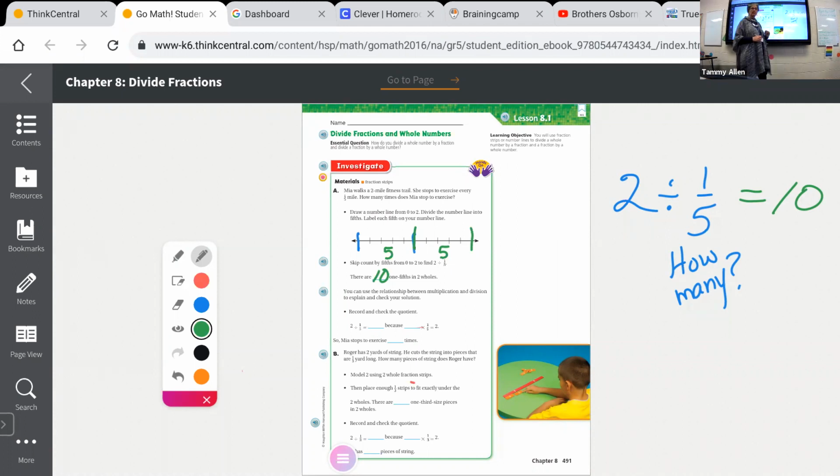Now let's get our Chromebooks opened up and go to Braining Camp.